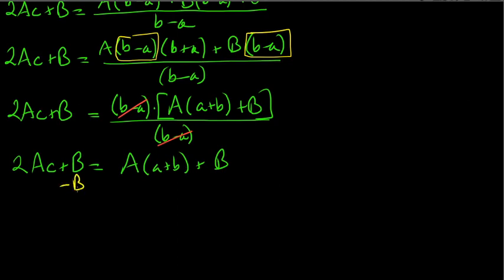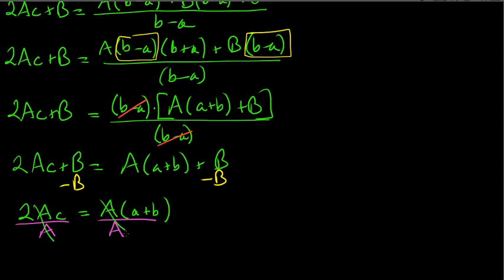I think we can subtract the capital B from both sides. And you get 0 on both sides, right? So 2ac is equal to a times a plus b. That's plus b, right? Plus b. So little a plus little b here. Right? And then, well, both sides have a factor of a, so we can divide by capital A. And then that just cancels on both sides.